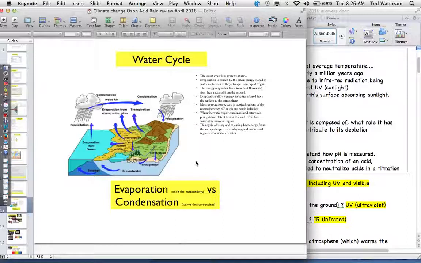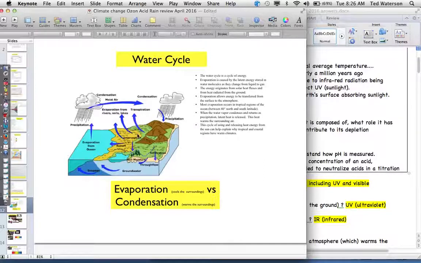Why do we sweat? Why does water evaporate off our skin? Well, as the water evaporates, it takes in energy. It takes in heat from the surroundings, which allows the surroundings to get cooler. And then the opposite, when water condenses.